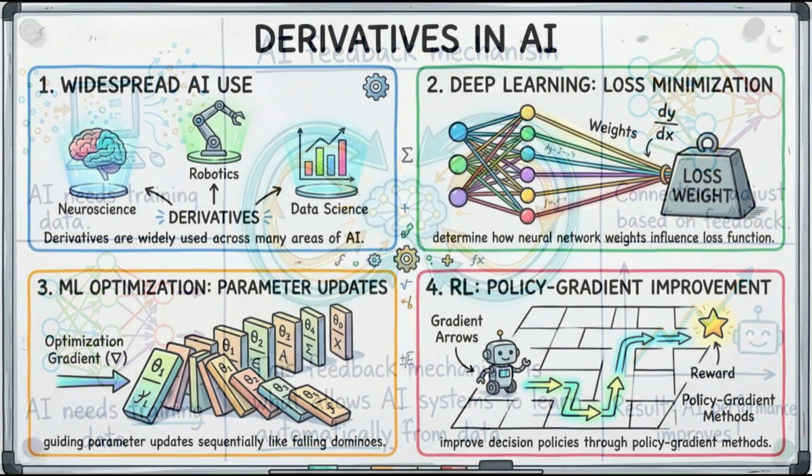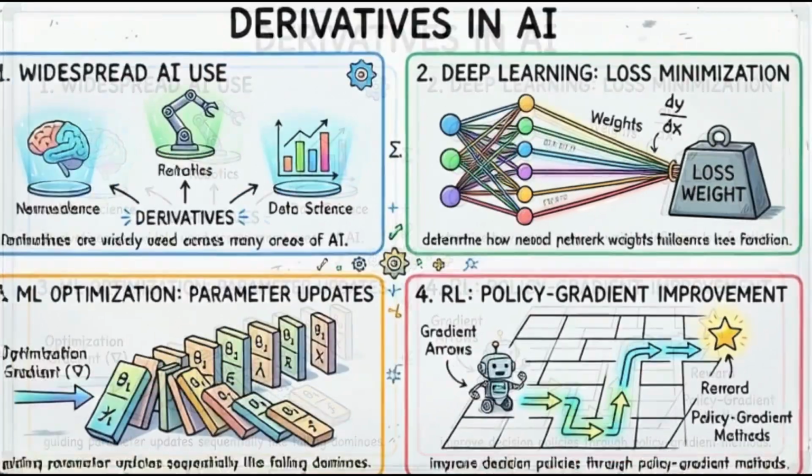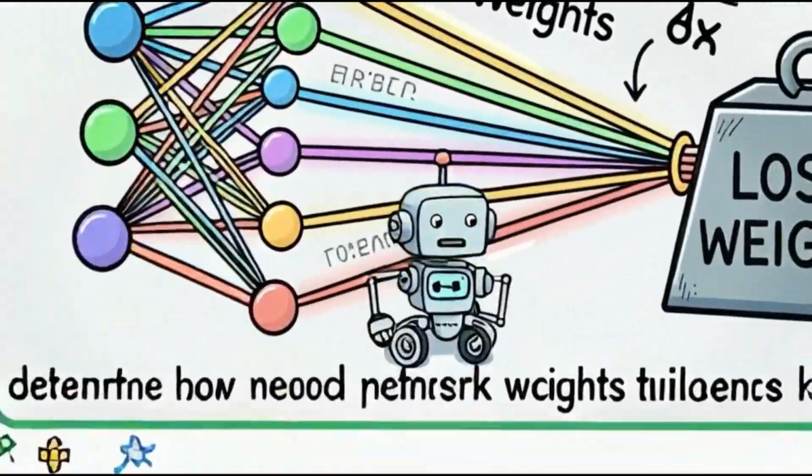Derivatives are widely used across many areas of AI. In deep learning, they determine how neural network weights influence the loss function. In machine learning optimization algorithms, derivatives guide parameter updates. In reinforcement learning, derivatives help improve decision policies through policy gradient methods.